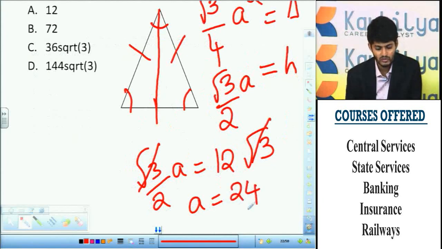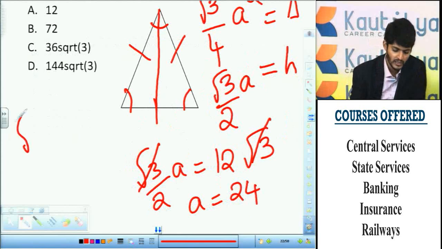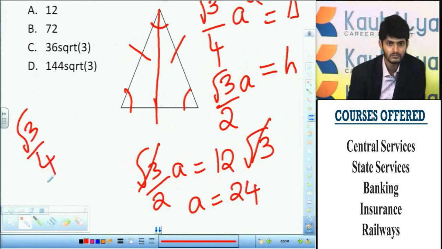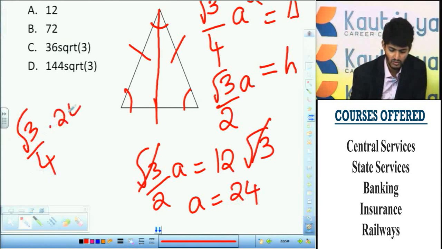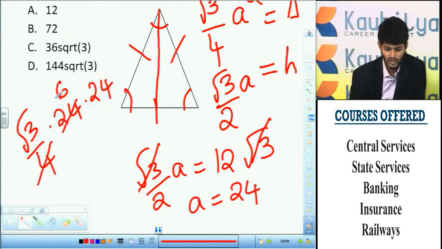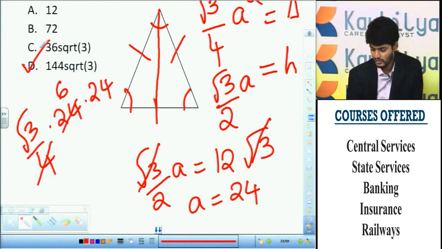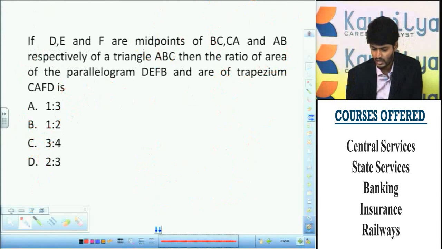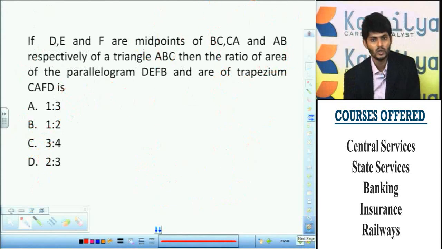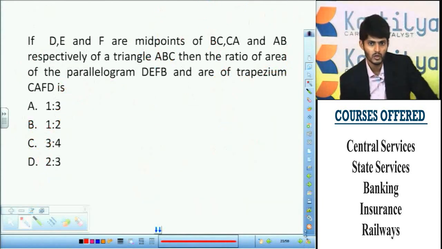Fair enough. Now he wants to find the area. Area would be root 3 by 4 a square, which would be 24 into 24. 4 goes 6 times, 24 into 6, 144 root 3. So your answer would be D. So for an equilateral triangle, you should remember the area and the height. Now coming to your problems based on both triangle and quadrilateral.